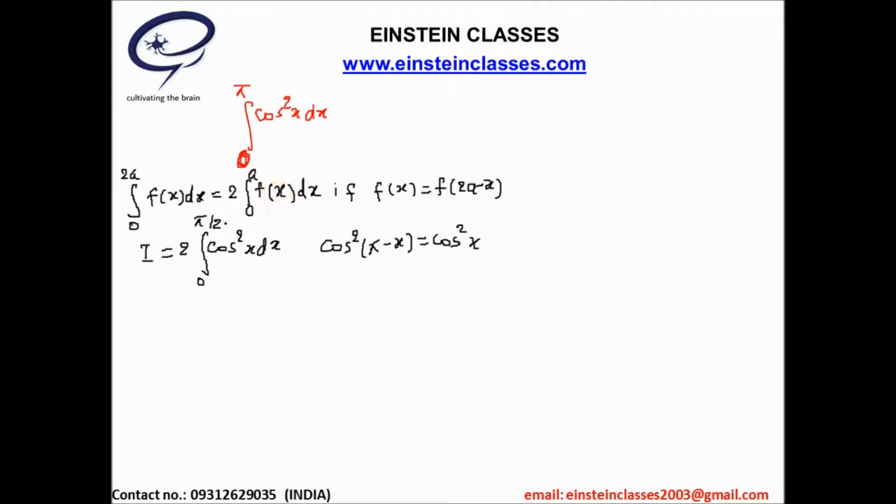Using the above property, we can write this integral as twice of 0 to pi by 2 cos square x dx. Now we are going to use another property, and after using this property, we can write down the integral I.